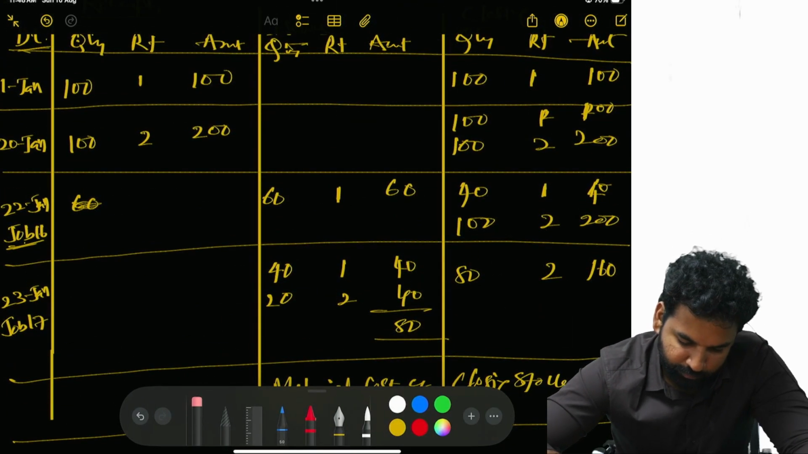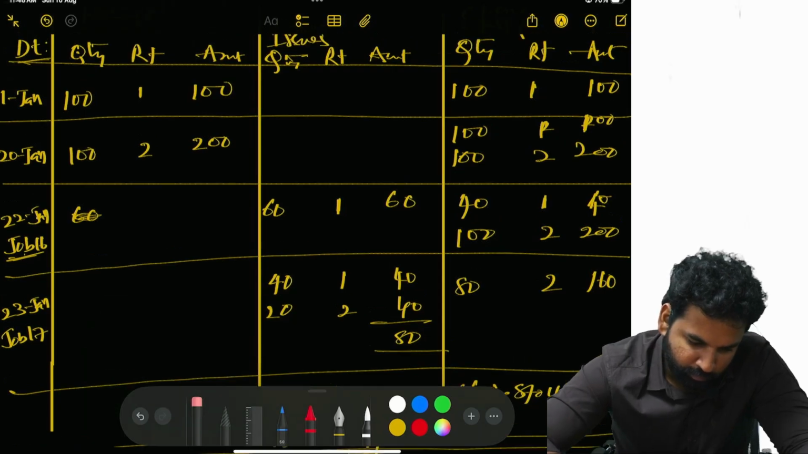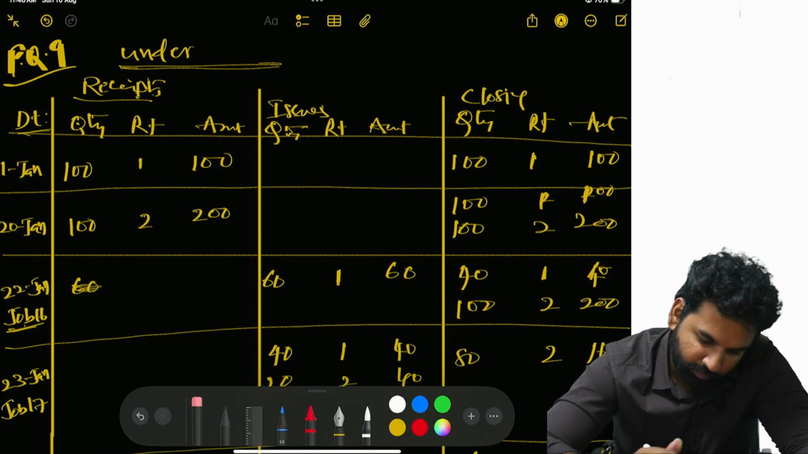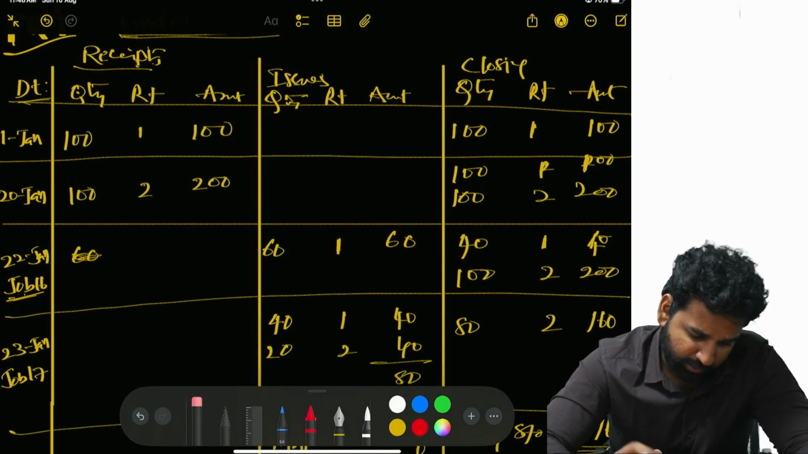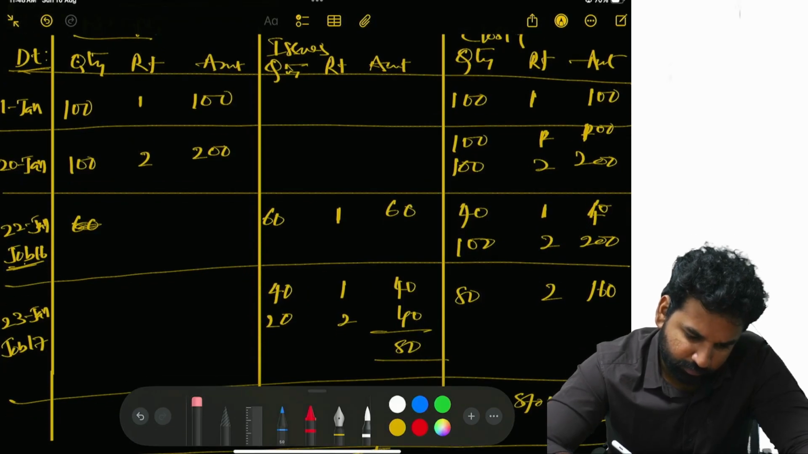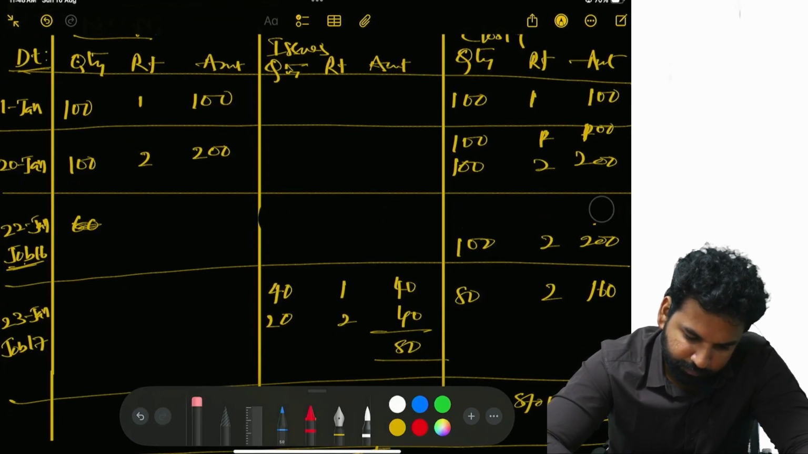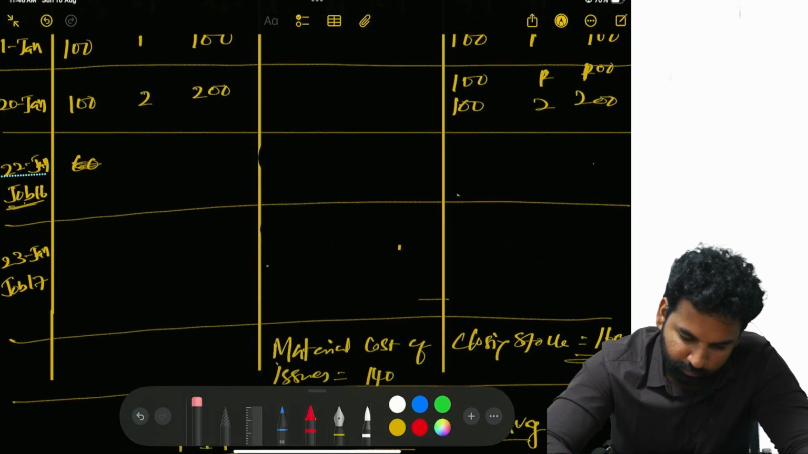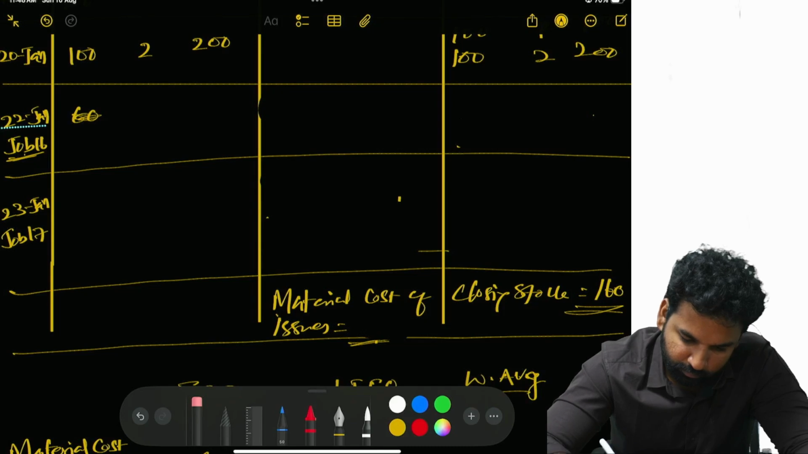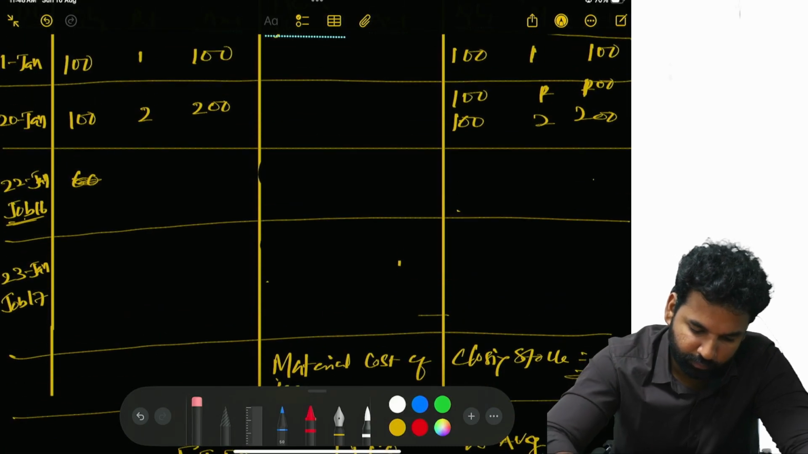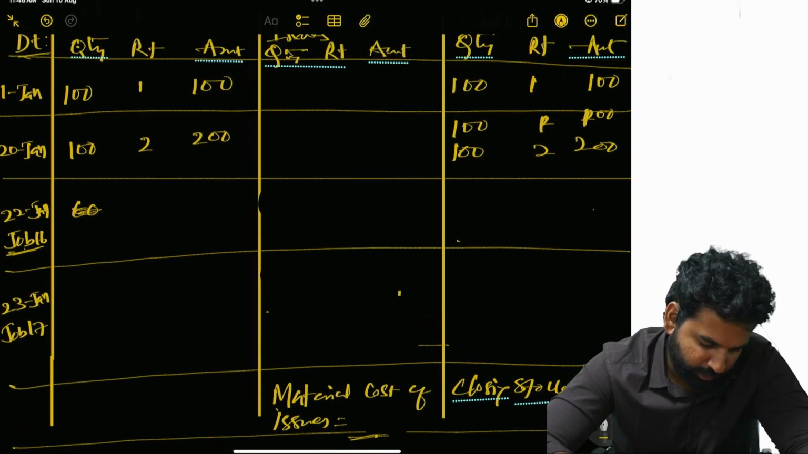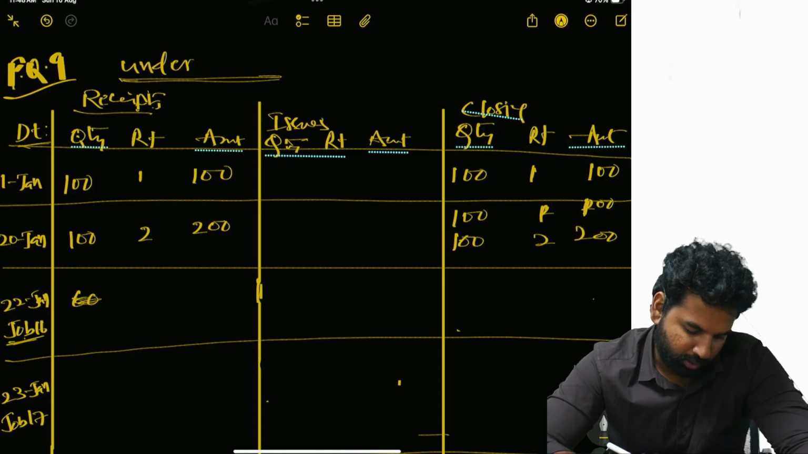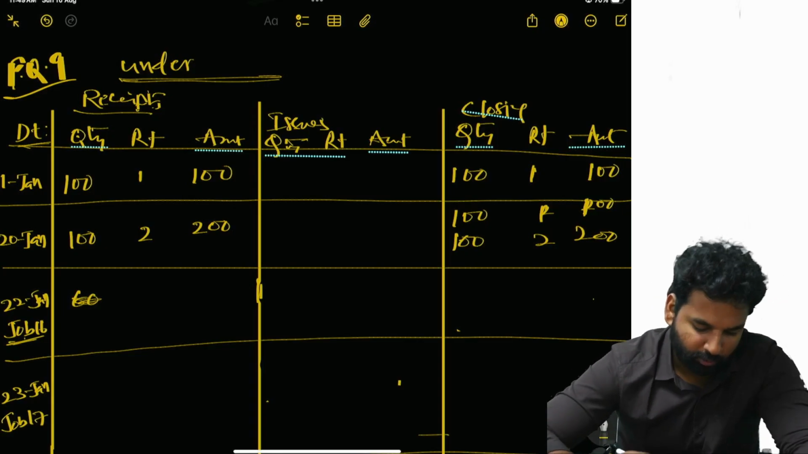So now comes LIFO. So the first transaction is the same for LIFO. Okay, first two transactions are the same. The third one we have to change. So now issues for job 16. How many units? 60 units, sir.